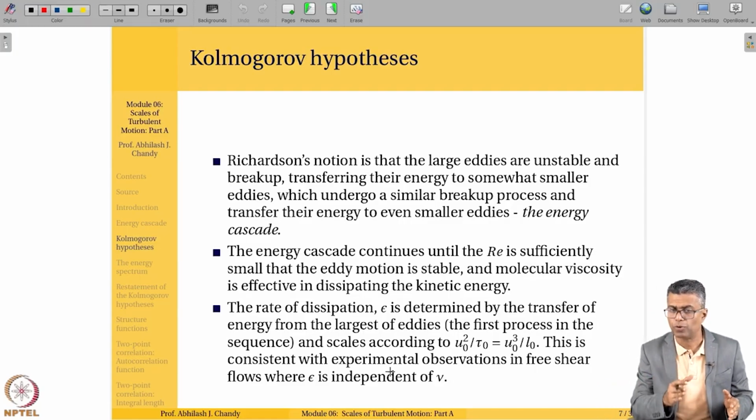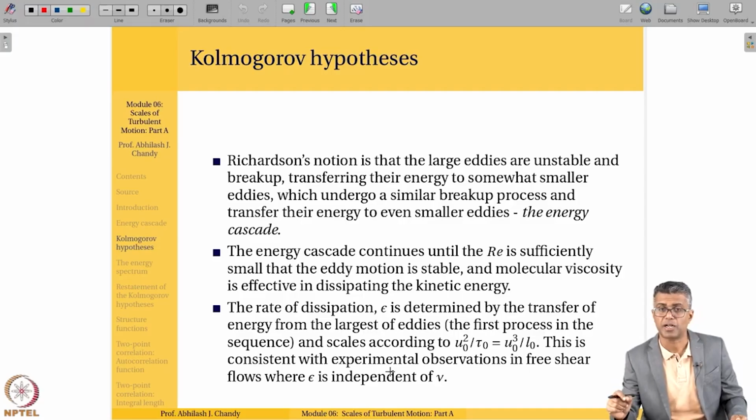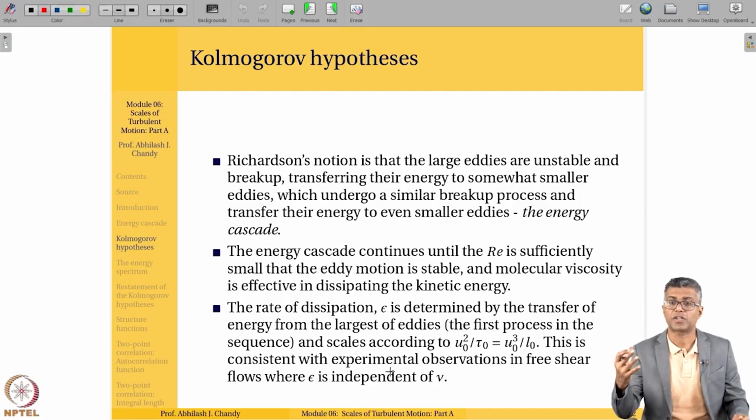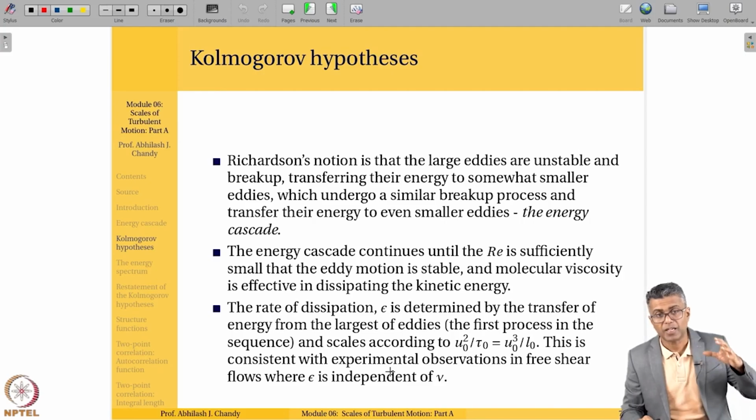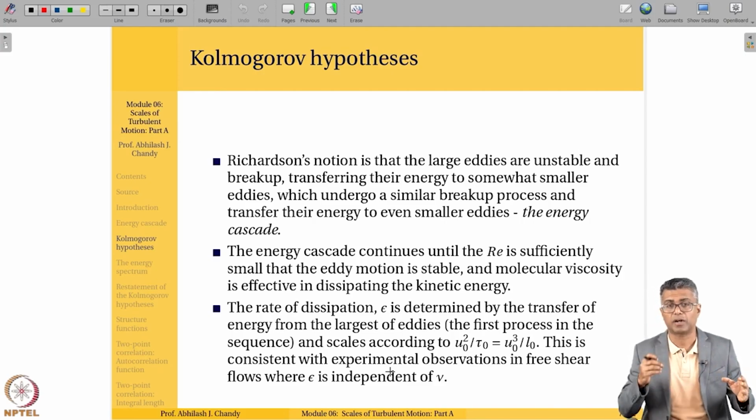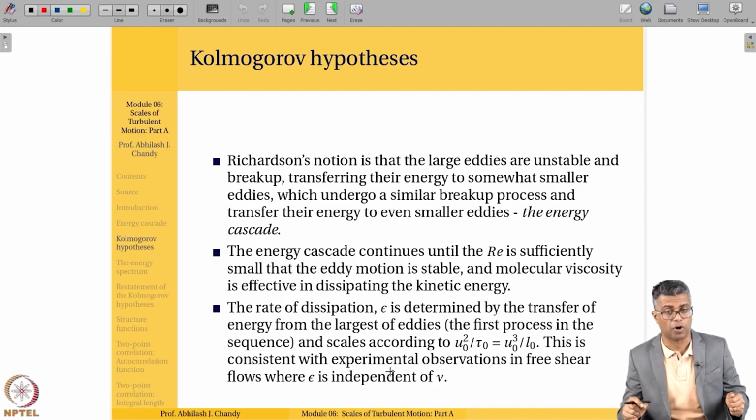Now, where does this continue till? We kind of alluded to these points in one of the earlier modules. The energy cascade continues until the Reynolds number is sufficiently small that viscous effects take over. That molecular viscosity is then effective in dissipating the kinetic energy. Okay, let me repeat that. The energy cascade continues until the Reynolds number is sufficiently small.